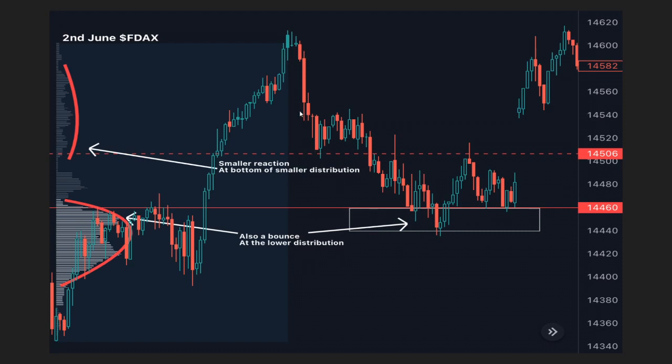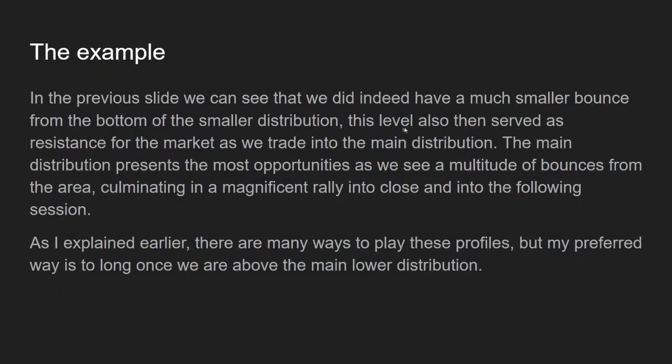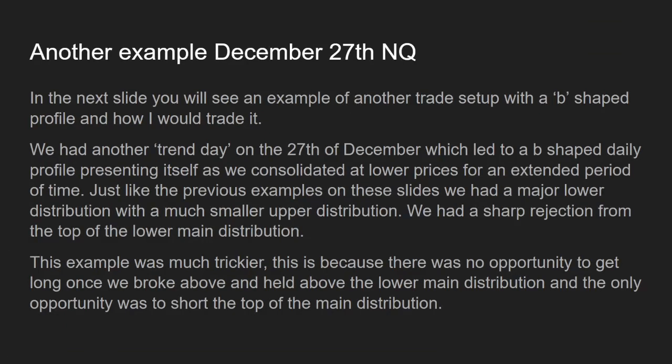The next example is an example of a short trade based on the first setup that I outlined. So now that I've covered this, I want to go into another example. So here we are. This is the second example. This example takes place on the 27th of December and is in the Nasdaq, just for the people who may want to replay the order flow that takes place. In the next slide, you will see an example of the trade setup with a B-shaped profile.